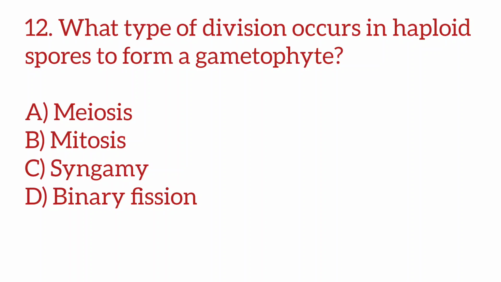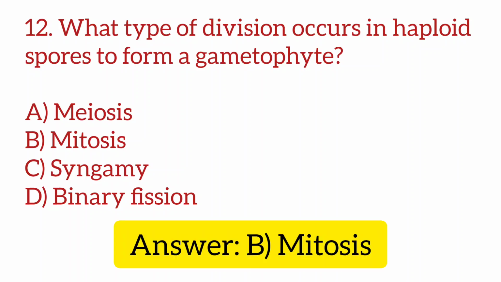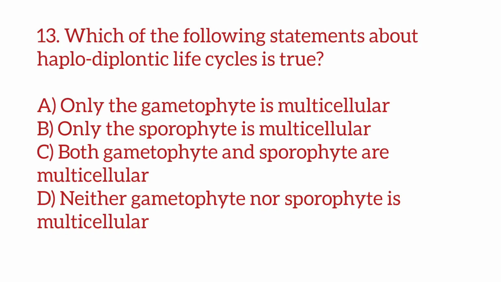12. What type of division occurs in haploid spores to form a gametophyte? A. Meiosis. B. Mitosis. C. Syngamy. D. Binary fission. Answer B. Mitosis. 13. Which of the following statements about haplodiplontic life cycles is true?